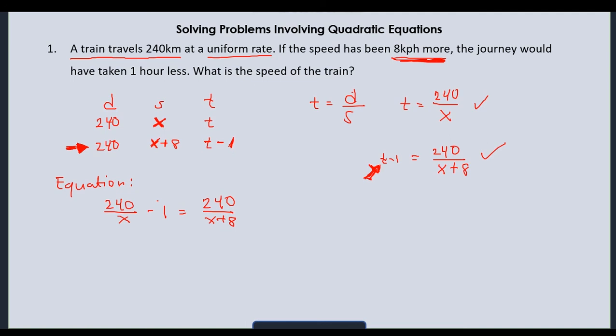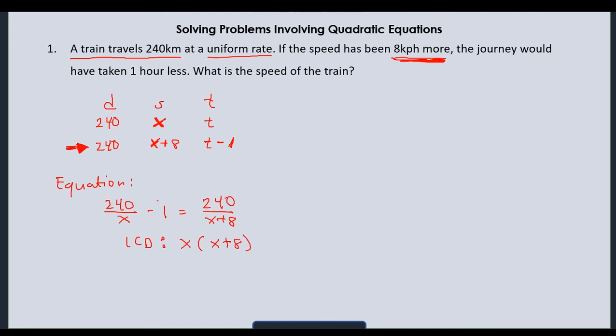Next, I'll be erasing this one, since I'll just use this as a sketch to formulate the equation. Now, we can solve for x, since x represents the speed of the train. After getting the equation, let's now proceed with solving. First, determine the LCD. As you recall, the LCD is based on the denominators. Our denominators here are x and x plus 8. So I'll be having my LCD as x times x plus 8, since there's no common factor between the two denominators.